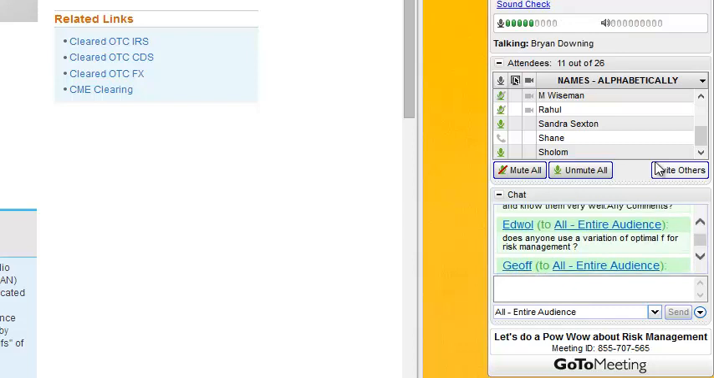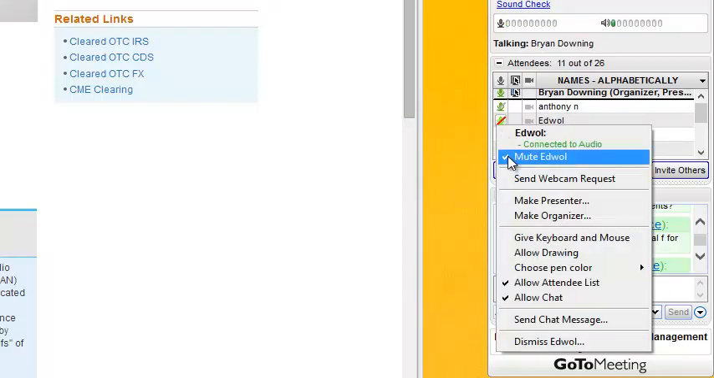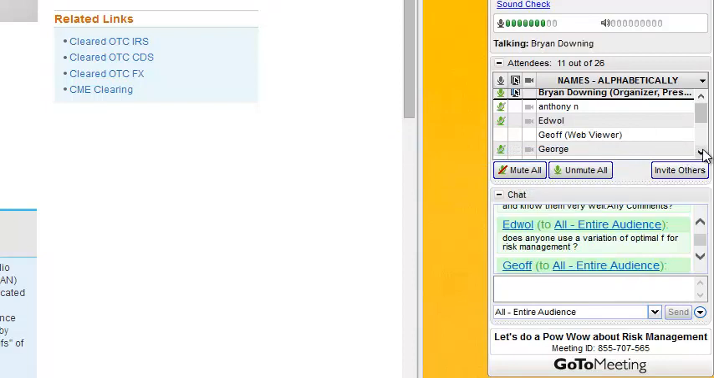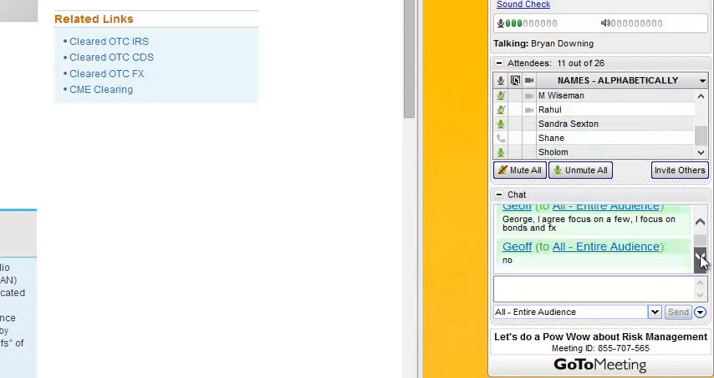If Edwell wants to chime in, hang on here, I think he may be accidentally muted. Hang on, Edwell, if you're able to speak. If you want to unmute yourself, Edwell, we're just trying to understand what your optimal F.